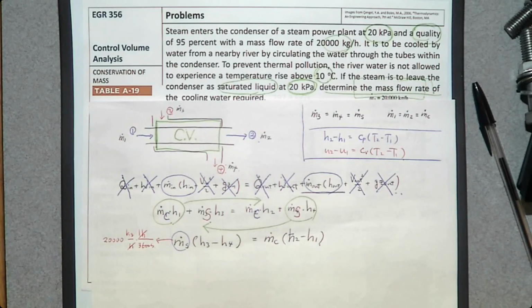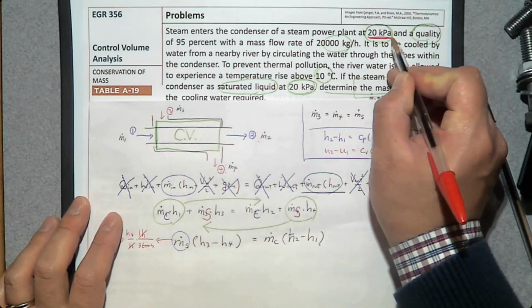Now, H3. How do you determine this H3? It depends on the phase change material. By the way, this water and this water, they are not the same. This is a cooling water, so we assume that it's a pure liquid. However, this is steam. Now it is a phase change material, right? So let's find this H3. How can we do that?